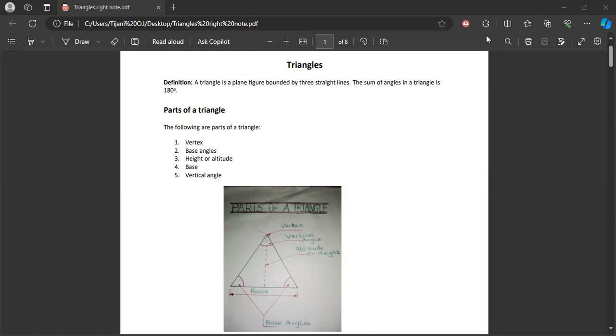This has to do with triangles. So we'll be looking at some things that are very important about triangles. Okay, so let's start.